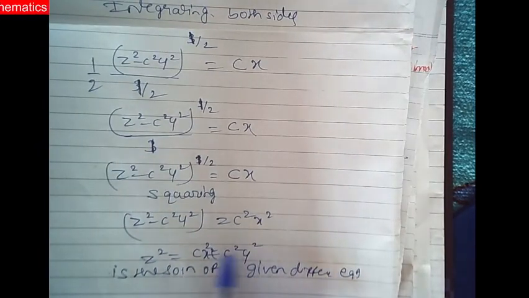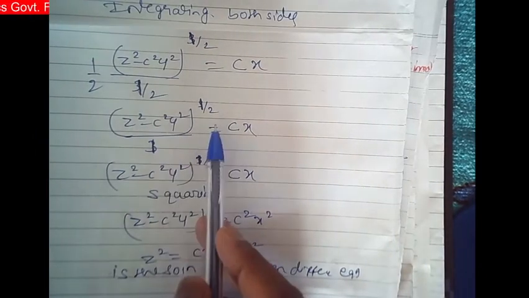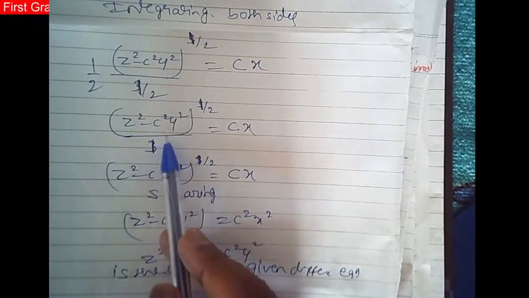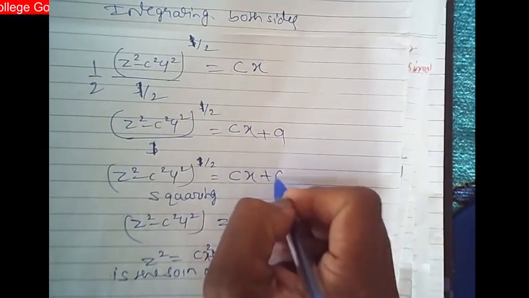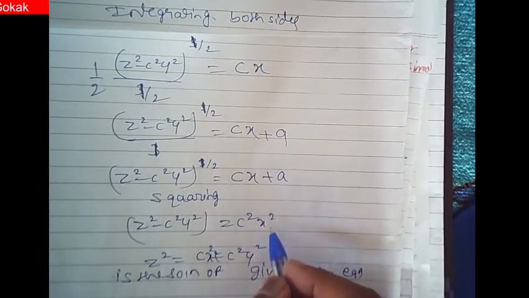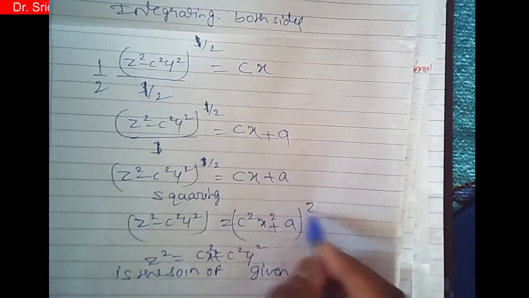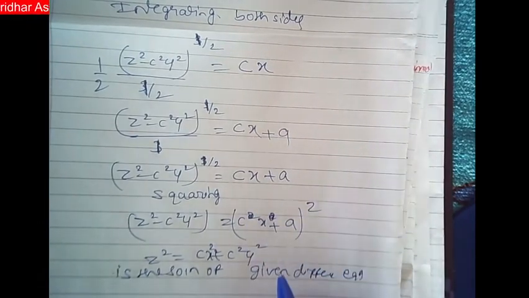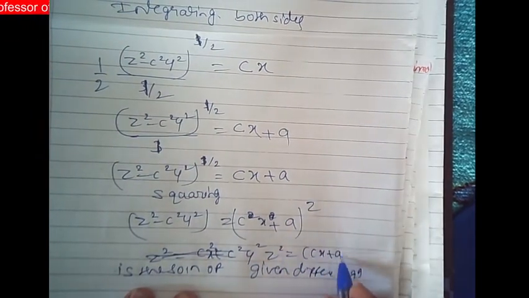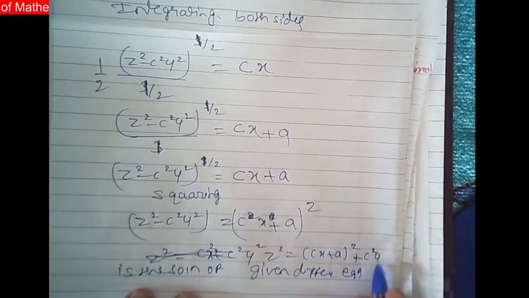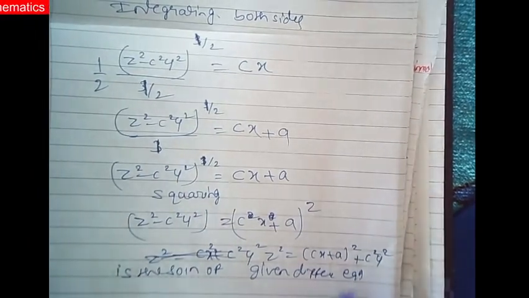Okay, so this is the solution. Just write here: z square minus c square is equal to cx, then plus the integration constant, plus a. Squaring on both the sides, cx plus a whole square, so z square is equal to cx plus a whole square plus c square y square. So this is the complete solution of the given differential equation. With this I conclude this class and continue in the next class. Thank you.